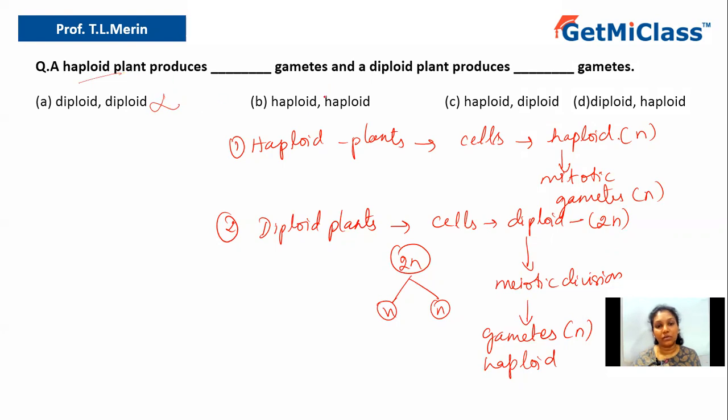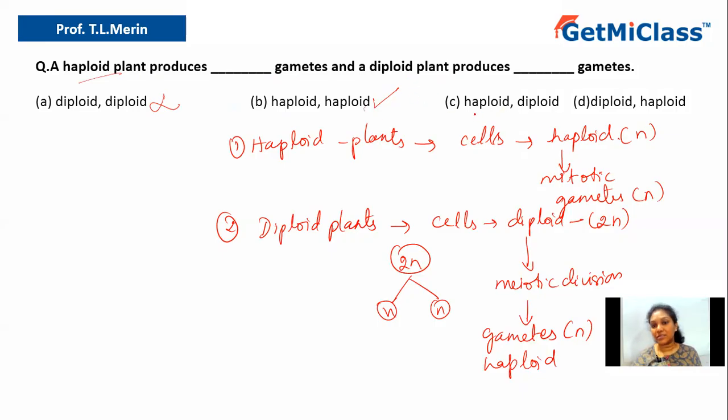So you just rule it out. Option B says haploid haploid. Yes, that is the right answer. As we have discussed, the plant itself is haploid, so it will produce haploid gamete. The diploid plant also has cells, the meiocytes we call, which will undergo reductional division and they will give rise to again haploid gamete. Hence, haploid haploid is the right answer.